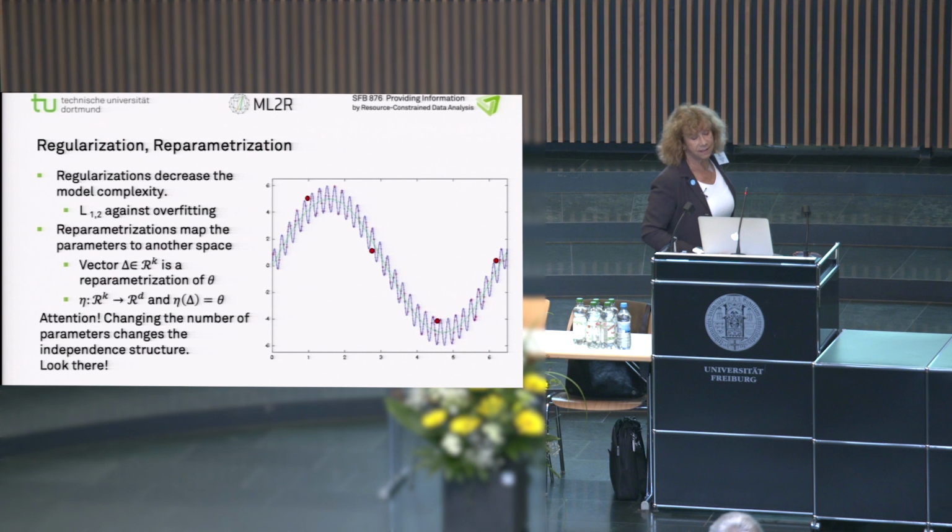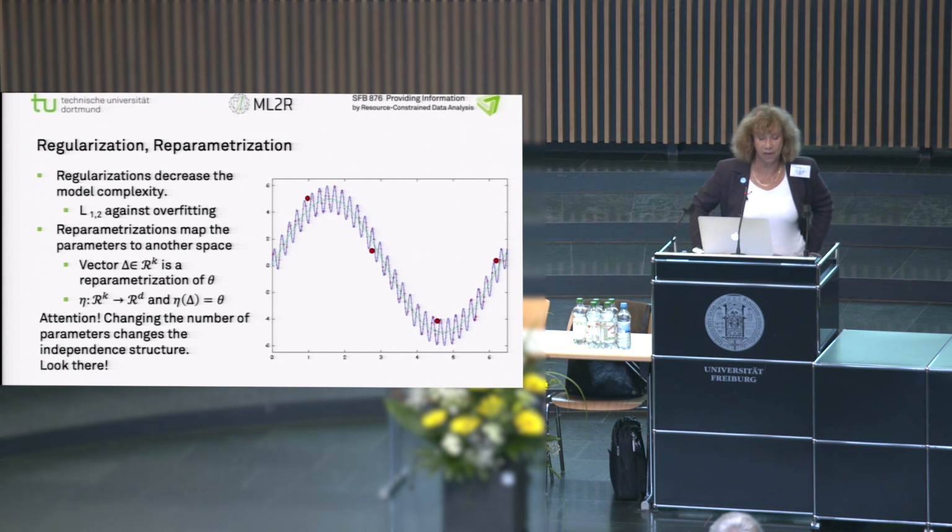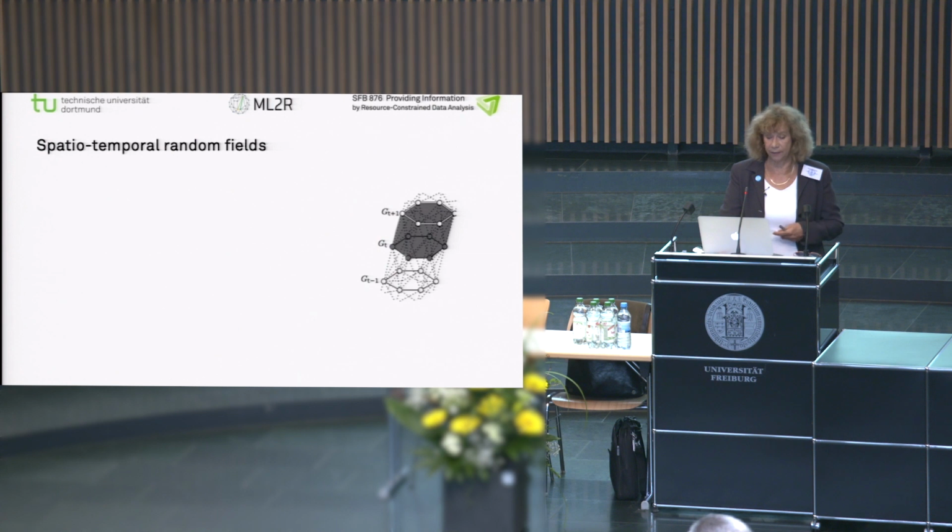What I want to say is that if you change the number of parameters, then you also change the independence structure that is behind the structure of your probabilistic graphical model. That is something that is very often forgotten, and then you do not know what you really got.